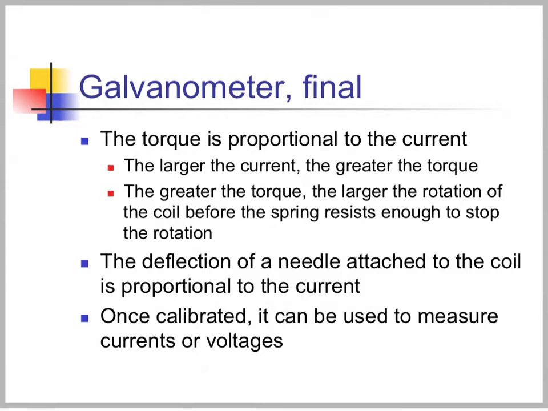The torque is always proportional to the current. The larger the current, the greater the torque. The greater the torque, the larger rotation of the coil before the spring resists enough to stop it. The deflection of a needle attached to the coil is proportional to the current, and once calibrated, you can use a galvanometer to measure either currents or voltages.